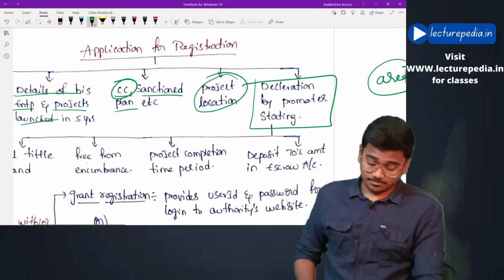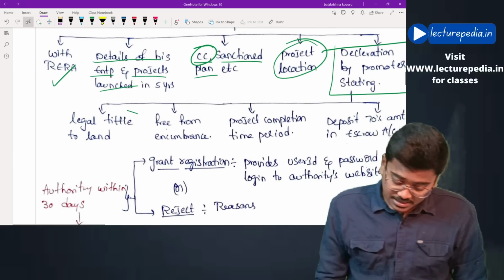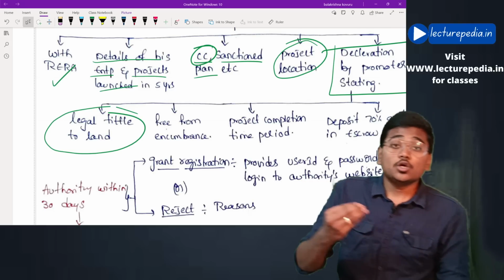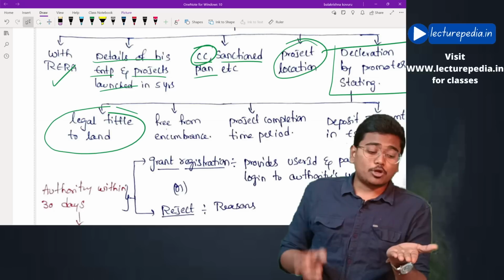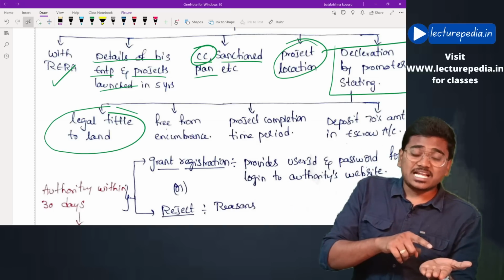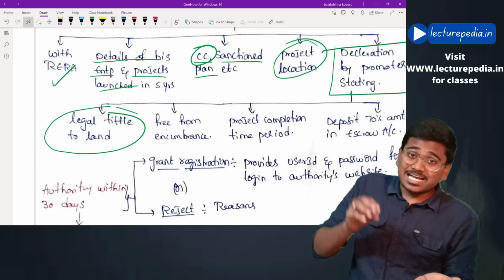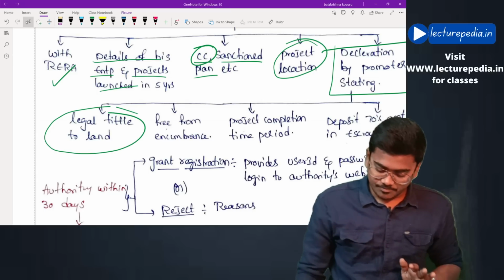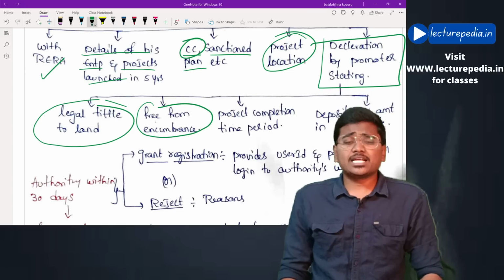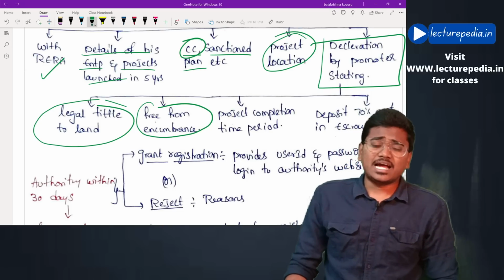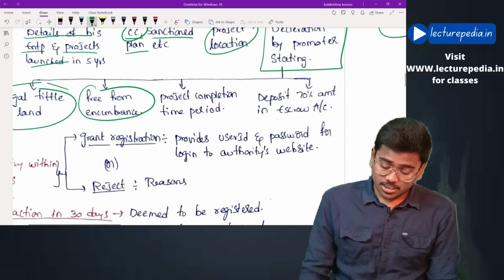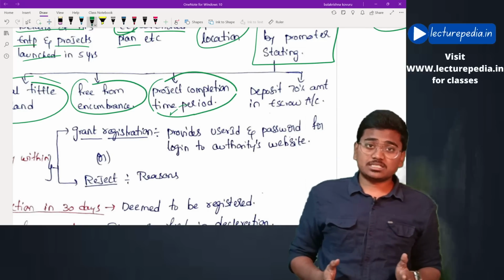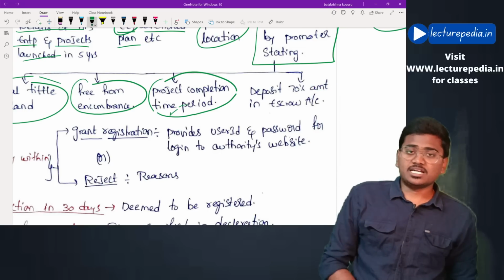What should be declared? He should state in the declaration that the land on which the project is being constructed is actually owned by the promoter. That means the ownership of such land is with the promoter, or he has legally obtained ownership from some other person. That has to be declared in the declaration. And such land is free from encumbrances, that means no mortgage is created on the land on which the project is being constructed. That has to be declared. And the project completion time period: within how many years or how much time you are going to complete this project must be declared to the RERA authority at the time of registration.